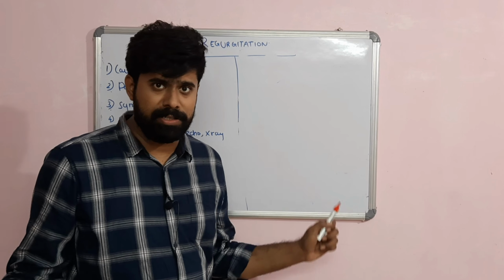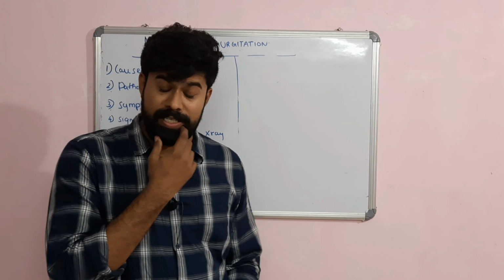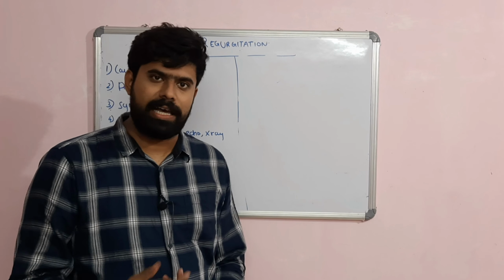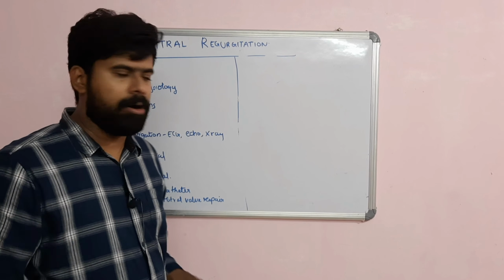Acute mitral regurgitation is a core medical emergency. But in a case of chronic MR, it is not that severe. It is more of an established rheumatic heart disease. First, we will be dealing with the causes for acute MR.